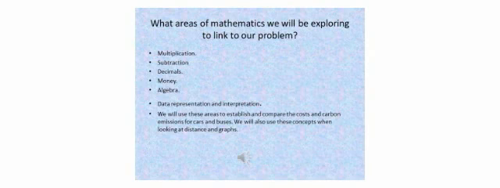What areas of mathematics will we be exploring to link to our problem? Multiplication, subtraction, decimals, money, algebra, data representation and interpretation. We will use these areas to establish and compare the cost and carbon emissions of cars and buses. We will also use these concepts when looking at distance and graphs. You will be required to do your calculations by writing them out, but you can also check your answers with the use of a calculator.